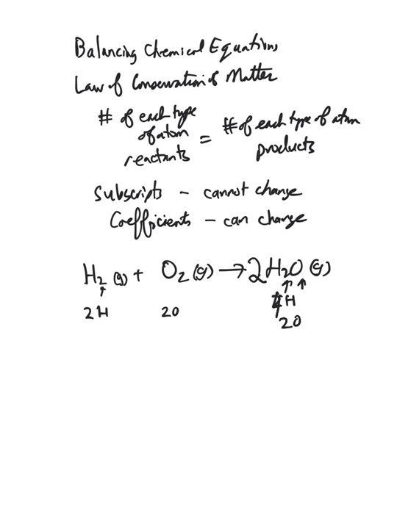Go back to the left-hand side, the reactants. I've now got 4 hydrogens on the right. I need to bump up the number of hydrogens on the left side, the reactant side. So I can't change the subscripts, I can change the coefficient. So I'll put a 2 in front of the H2. So now I got 4 hydrogens and 2 oxygens, 4 hydrogens, 2 oxygens. That's a balanced chemical equation.